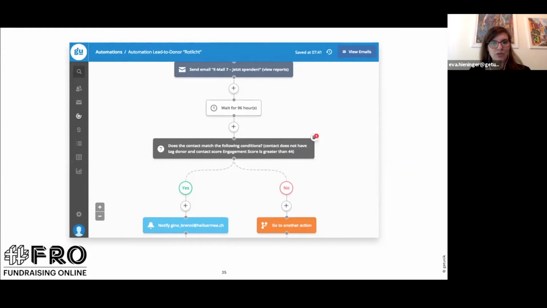And what does engagement scoring mean? With each opening of an email, a person gets 5 points, and with each click of a link in an email, a person gets, for example, 10 points. And for example, if someone shares an email, they get 15 points. And over the course of 7 emails, there will be a number, and if the number is higher than 44, all the people were put on a separate list. And Gino actually called them.